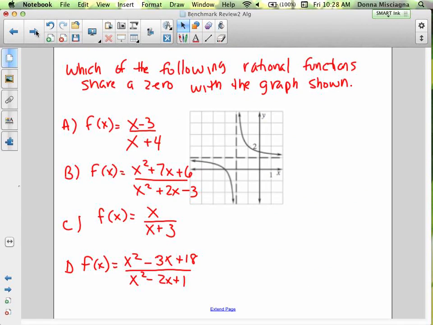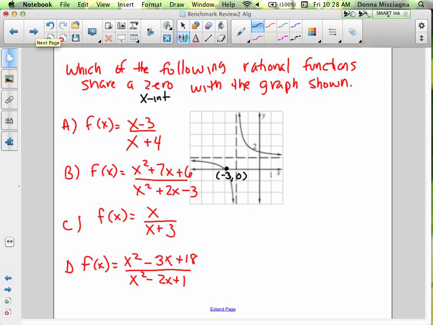Which of the following rational functions share 0 with the graph shown? So we've got to find the 0. Sorry, it's a little pixelated. It doesn't matter that you don't know how to graph things with squares in it yet. You can factor. So long as you can factor, you're looking for whichever one has it. Now it can have other zeros, but it has to have that 0. So that's the only 0 for this function. When we say 0, we mean x-intercept. So 1, 2, 3. This is -3. So we're looking for who has an x-intercept of -3.